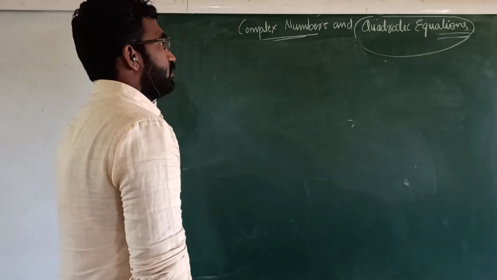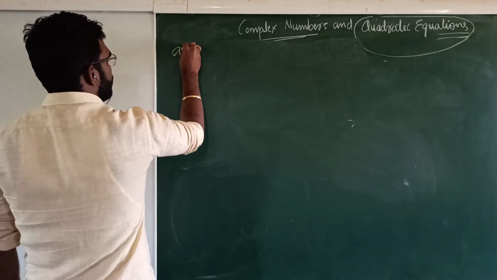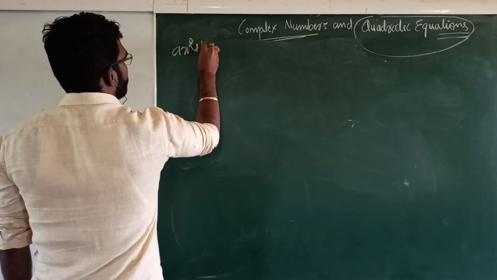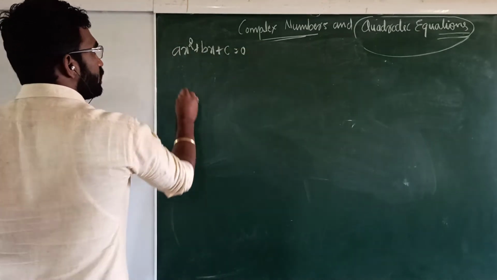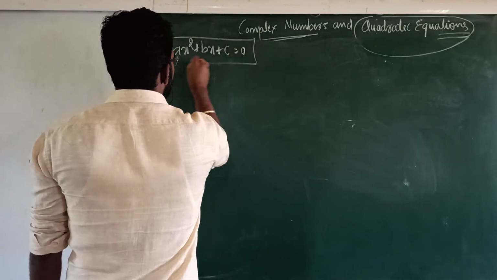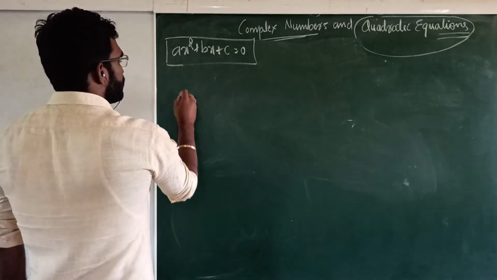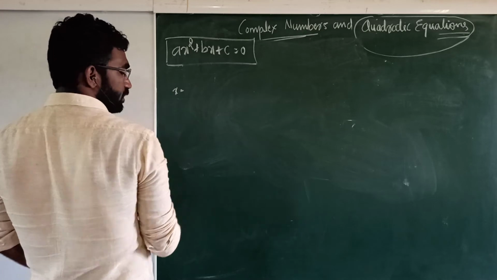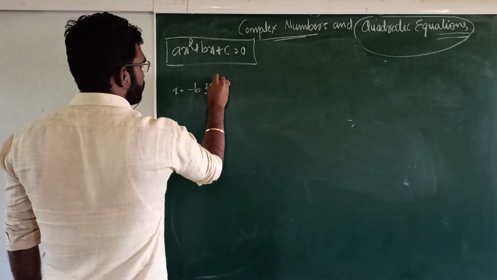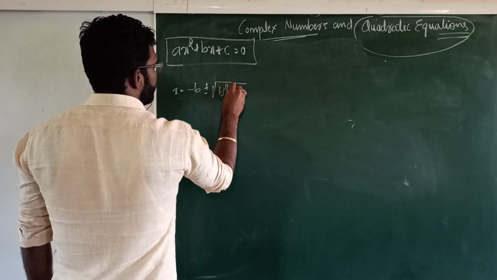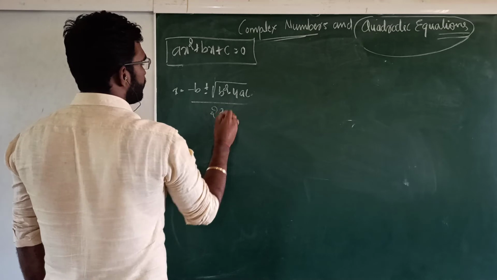Before going to that, we will see some basics. What is this? ax² + bx + c = 0. It is called a quadratic equation, which is the standard form. To find the value of x, we know the formula: x = (-b ± √(b² - 4ac)) / 2a.